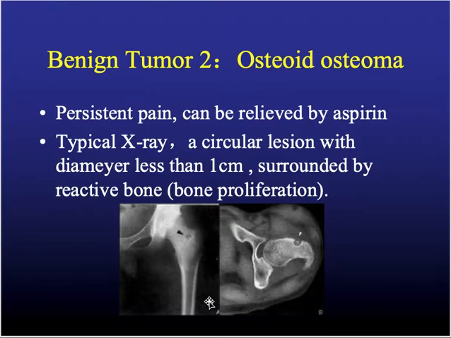These basically arise from osteoblasts, and sometimes from the osteoclast as well. They are very small in size, less than 1 centimeter. If you see over here, where is the location? This one is femur, this one is also femur. This tumor most commonly occurs in the long bones, though it can occur in any bone. It can occur at any age, but it is more common in males than females.